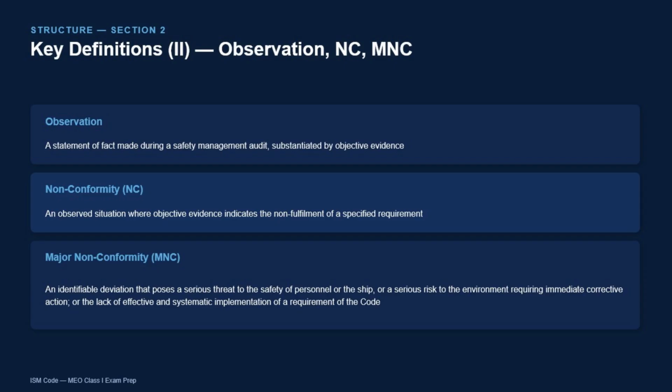It is a deviation that creates a serious threat to personnel, the ship, or the environment and requires immediate corrective action. An MNC may also indicate that a requirement of the ISM code has not been implemented effectively and systematically. This distinction between observation, NC, and MNC is very important for examinations.